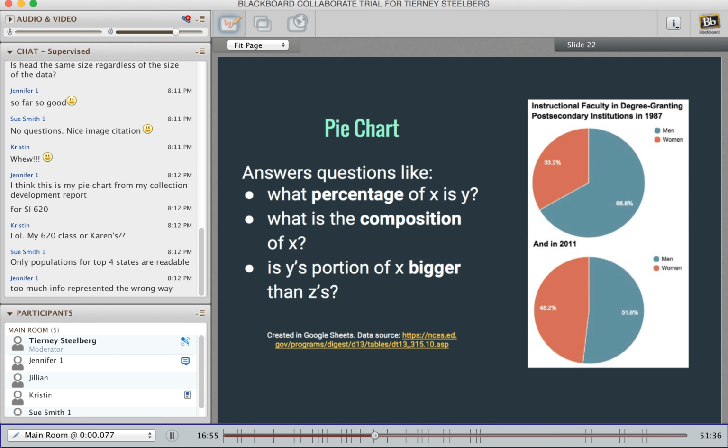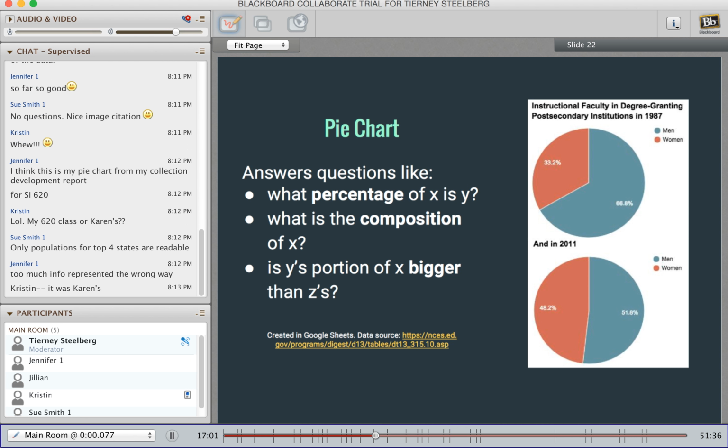A pie chart answers questions like, what percentage of X is Y? What is the composition of X? Is Y's portion of X bigger than Z's? These two pie charts show the gender breakdown of higher education faculty in 1987 and in 2011. What do you think of them? Does the medium of the pie chart do a good job getting this message across? Why or why not?